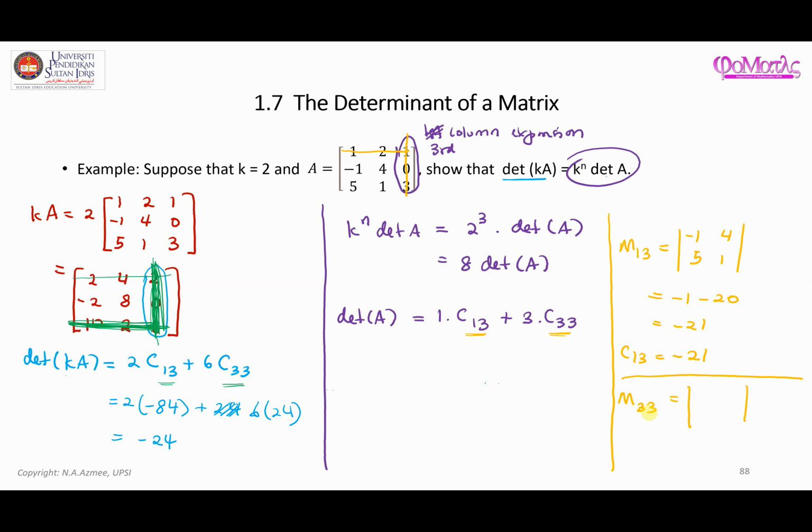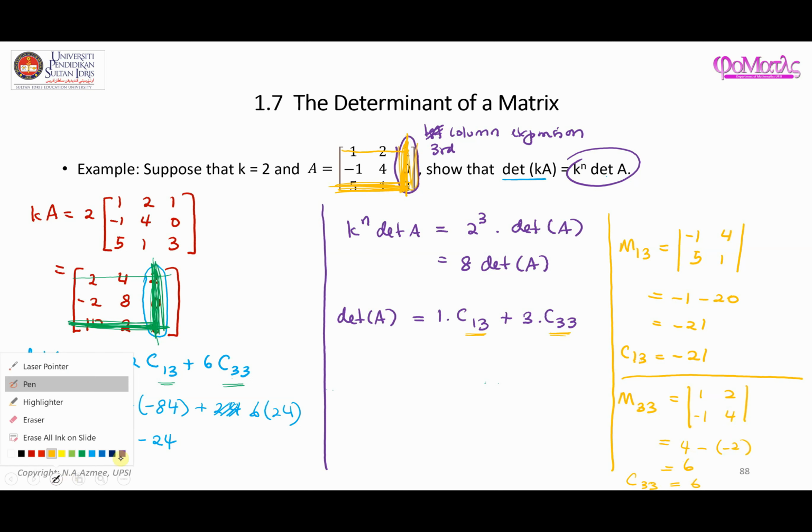Next, I need to find C33 by considering this minor first. M33 can be obtained if I delete the third row and third column. So I will have 1, 2, negative 1, and 4, and that's just 4 minus negative 2, which is equal to 6. In order to get C33, 3 plus 3 is 6, which is an even number. Therefore, we have a positive sign. Positive 6 is going to be 6.